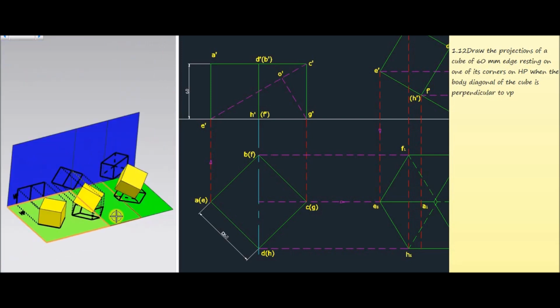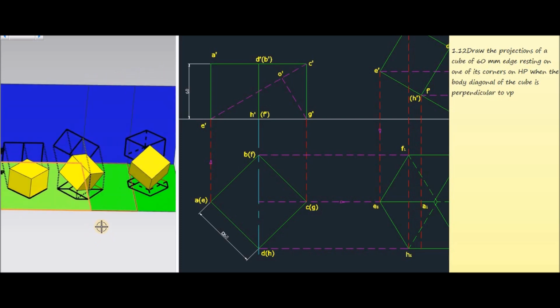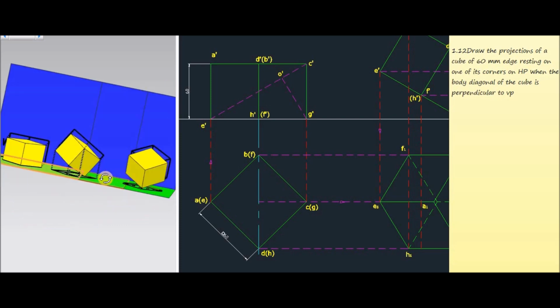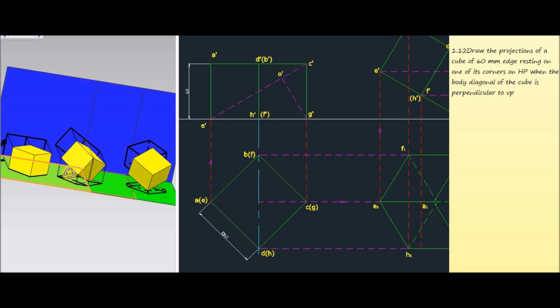And similar to the initial stage, for getting the front and top views of the first stage of the cube, when it is tilted about its base corner G, in that condition the body diagonal CE will be parallel to this vertical plane. This is the body diagonal CE. If you draw a straight line between the corners C and E, that is the body diagonal. So in that case, body diagonal CE is parallel to the vertical plane.